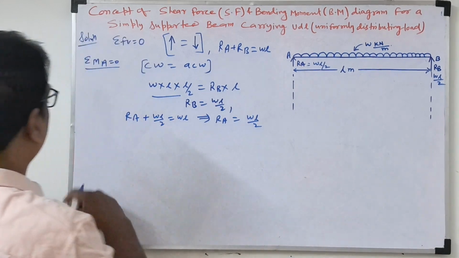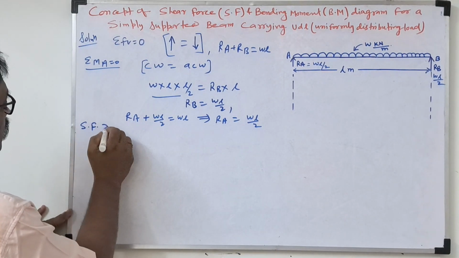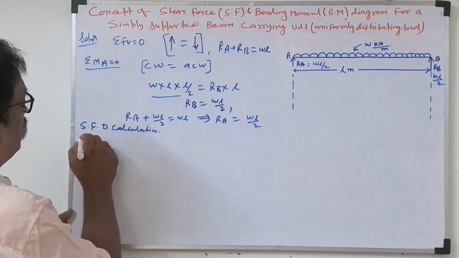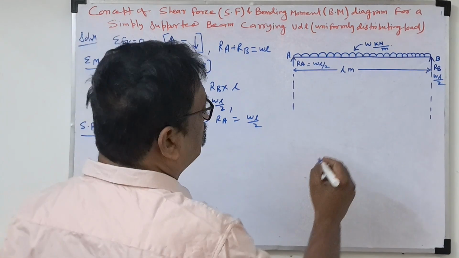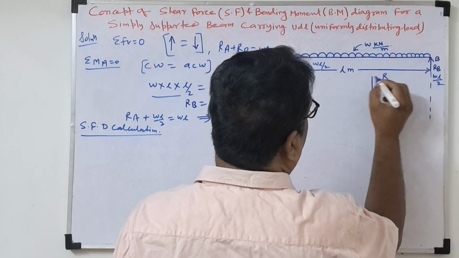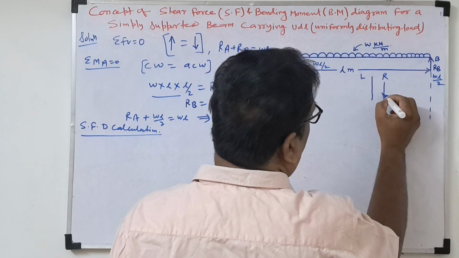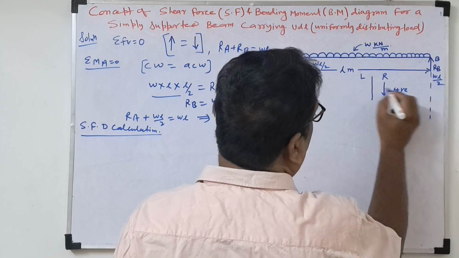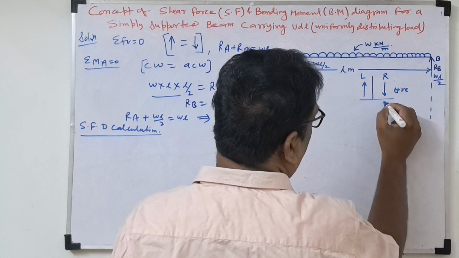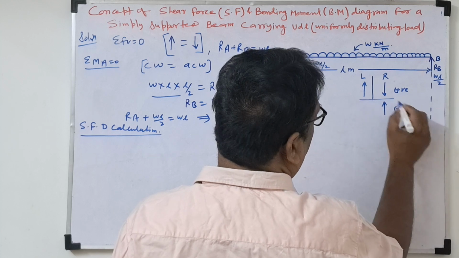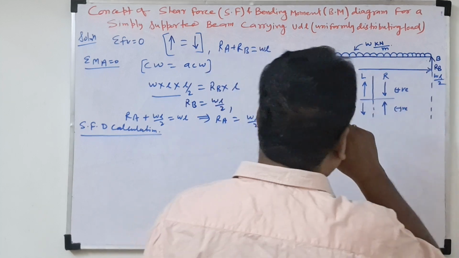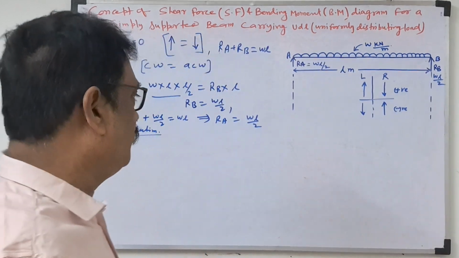So now we'll take the shear force diagram calculation. So before that, the sign convention. Section, right side, left side: on the left side downward force is positive, on this side upward force is positive. If reversed, upward force on the right side and downward force on the left side will be negative. This is the sign convention we will follow for the shear force diagram.